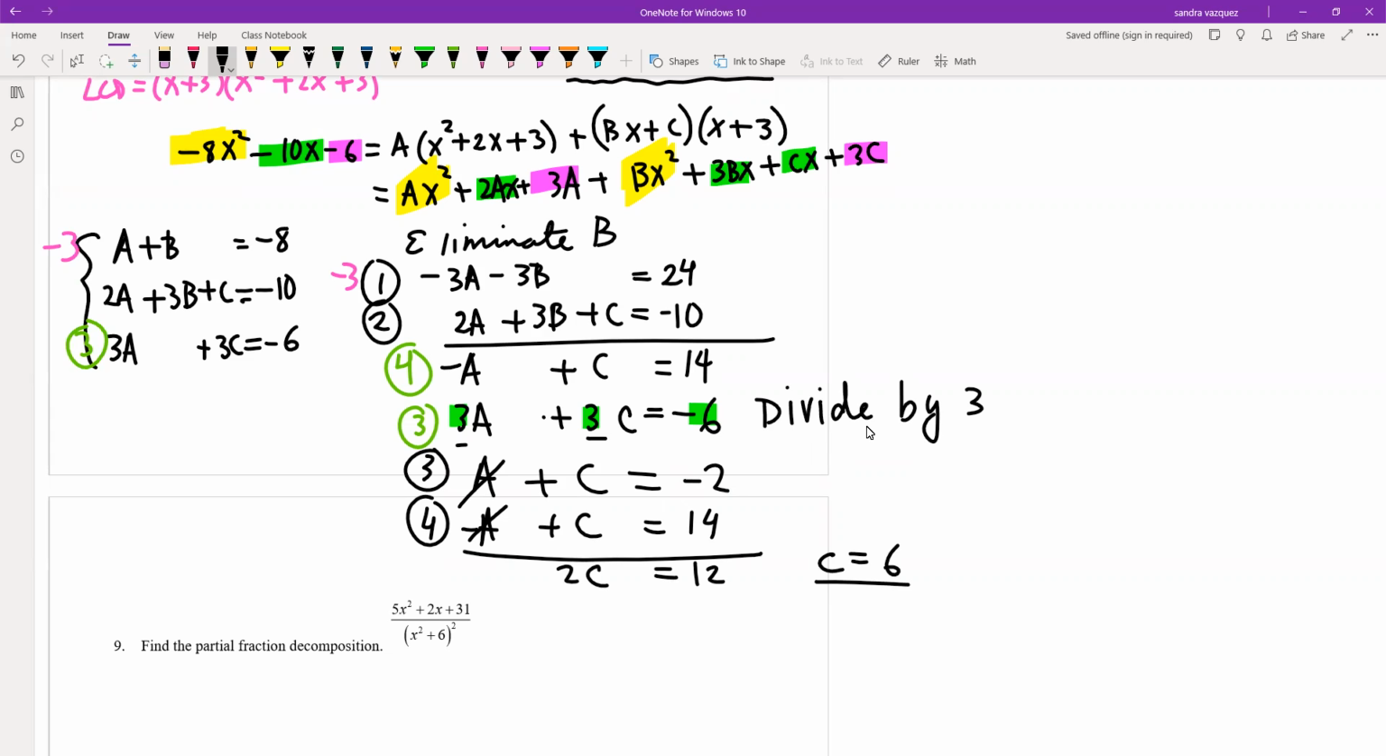Okay, now I'm going to go back to equation 3 or 4. And I am going to go back into equation 4. I'm going to plug it in, so it's 6. And so then I just have to do 14 minus 6.